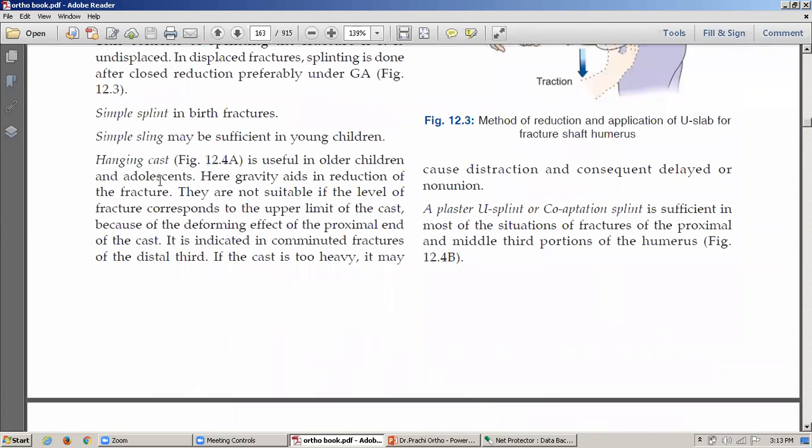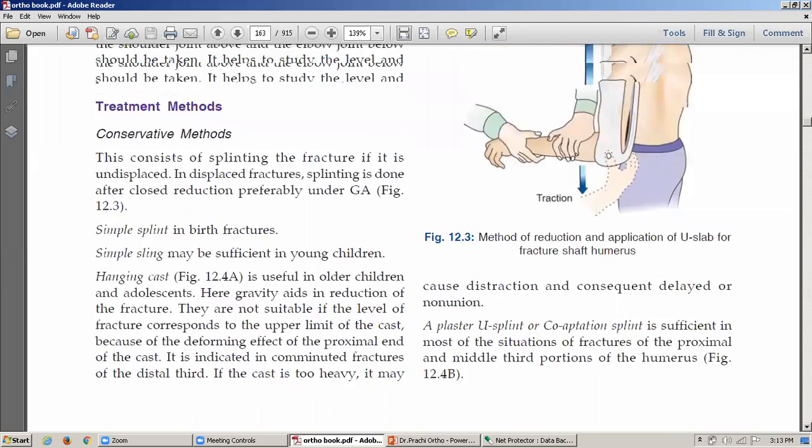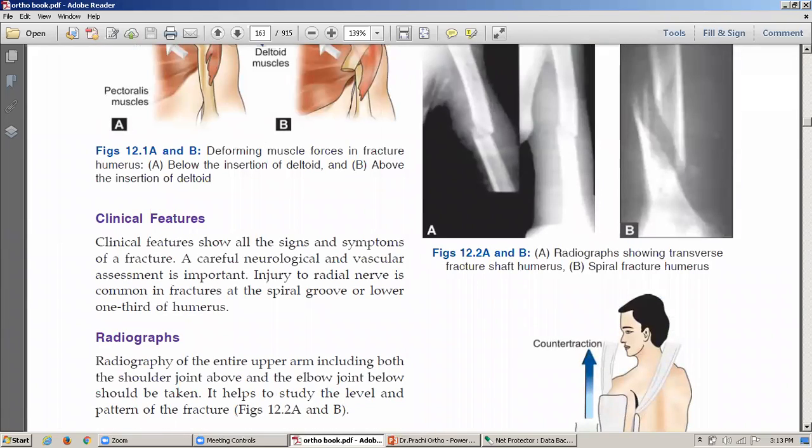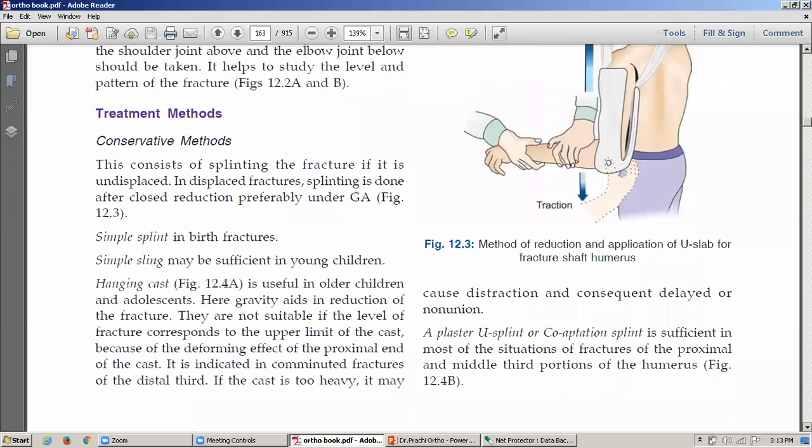So hanging cast is useful in the older children and adolescents. Here, the gravity aids in reduction of the fracture. So they are not suitable if the level of fracture corresponds to the upper limit of the cast. And because of the forming effect of the proximal end of the cast, it is indicated in comminuted fracture of the distal third. So if the cast is too heavy, it may cause distraction and the consequent delayed or non-union.